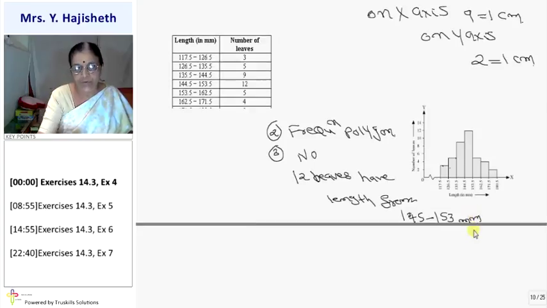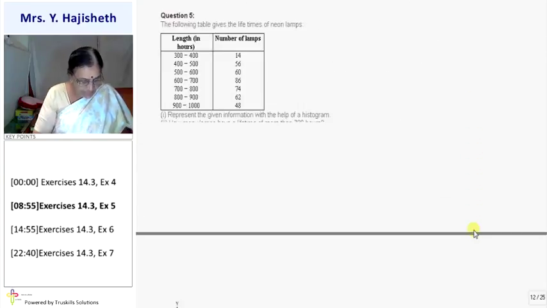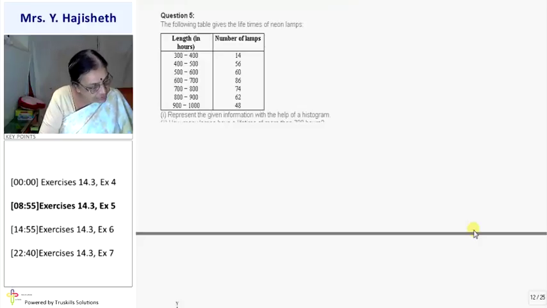Now I will start with the following table. It gives the lifetimes of 400 neon lamps. Lifetime in hours is given as 300 to 400, there is no gap; 400 to 500, no gap; from 500 to 600, 600 to 700, and up to 900 to 1000. And the number of lamps are 14, 56, 60, 86, 74, 62, and 48. Now, you are asked to represent the given information with the help of a histogram.